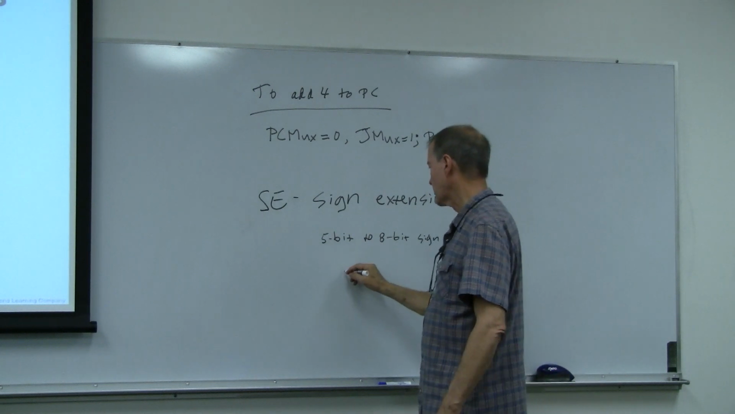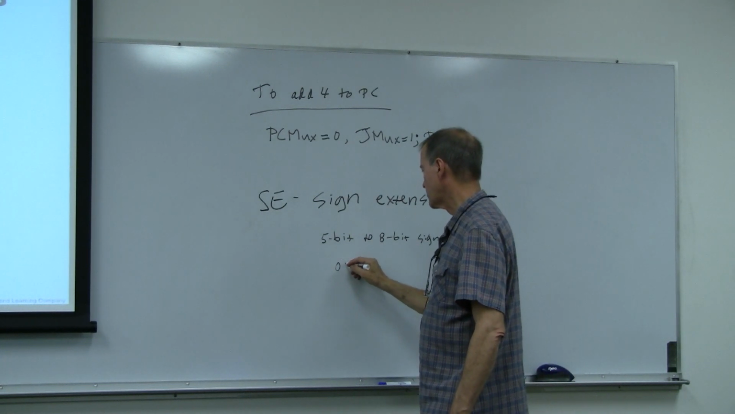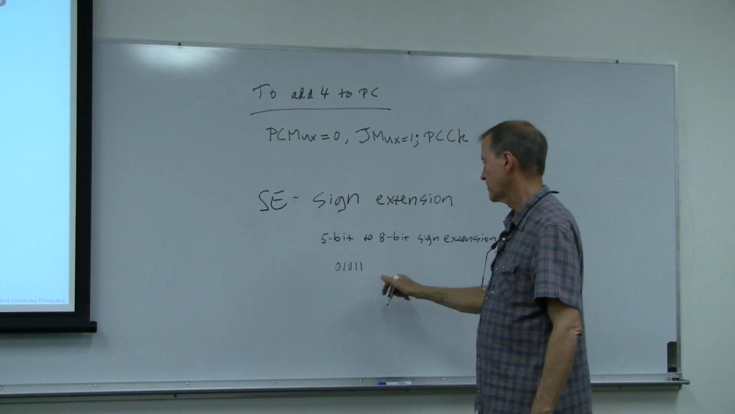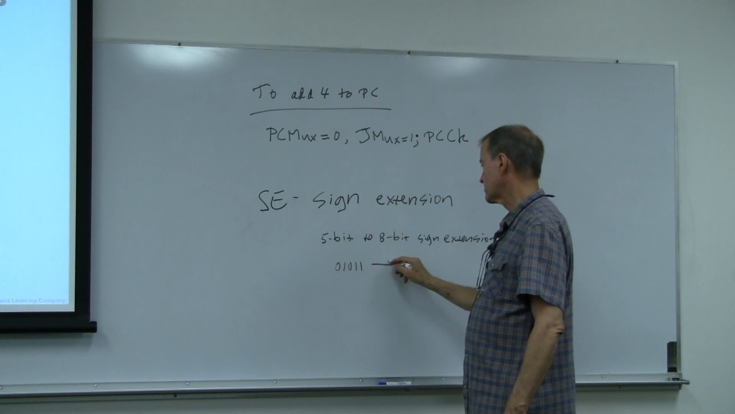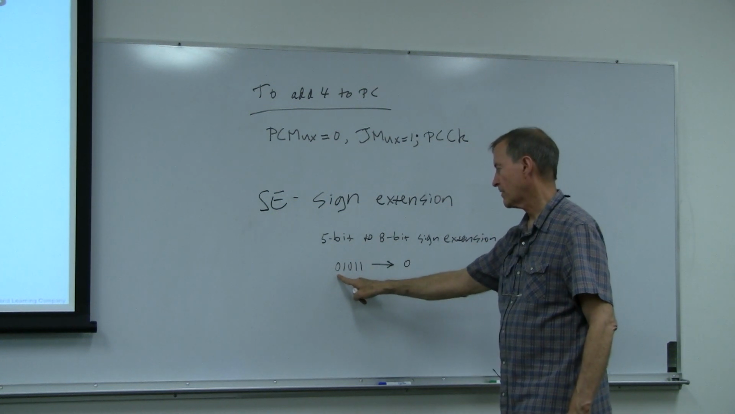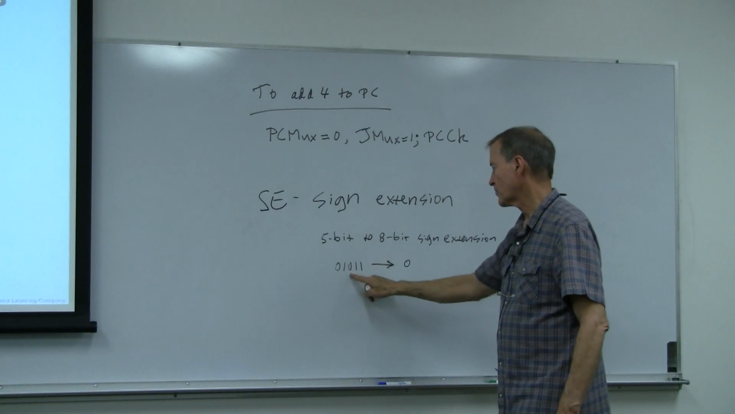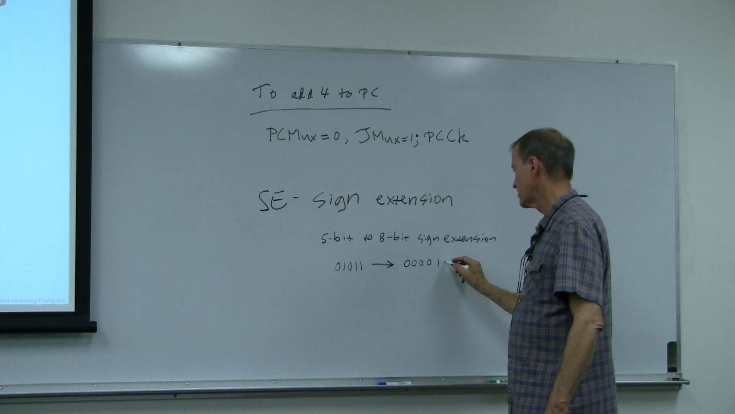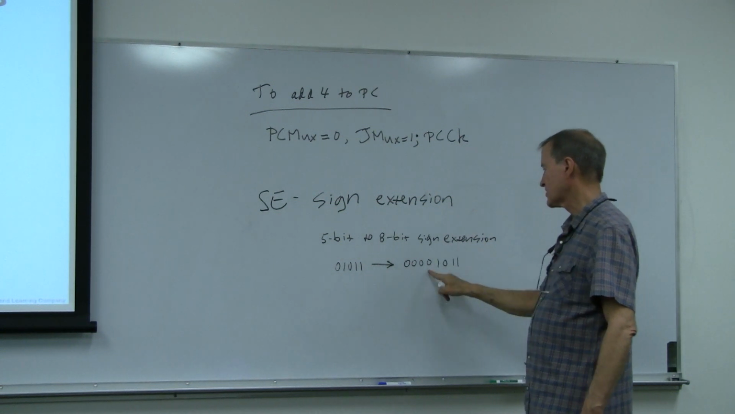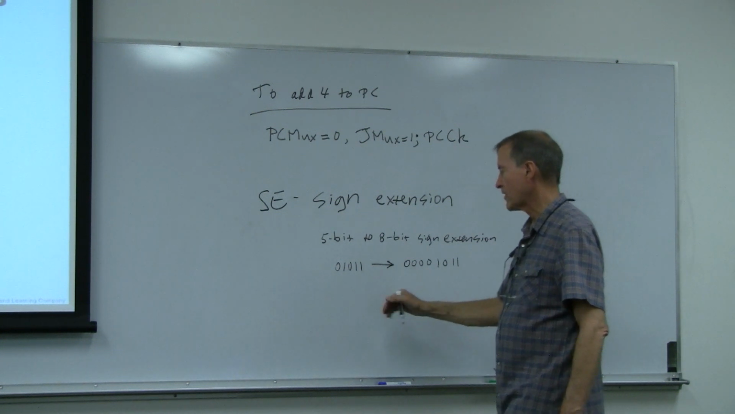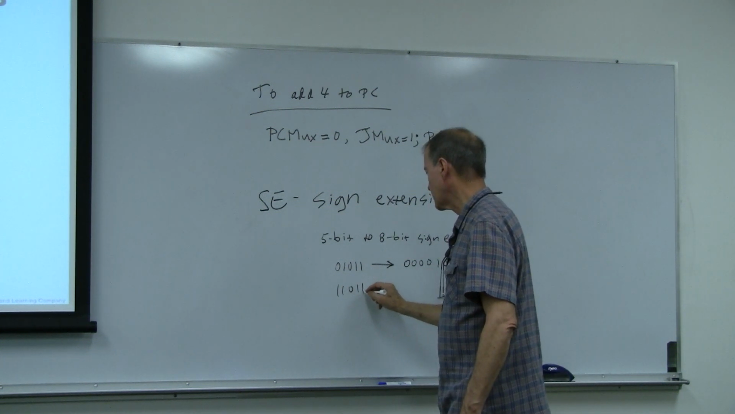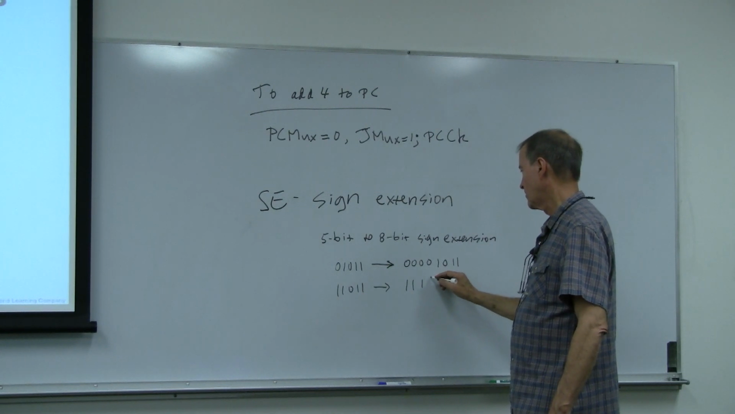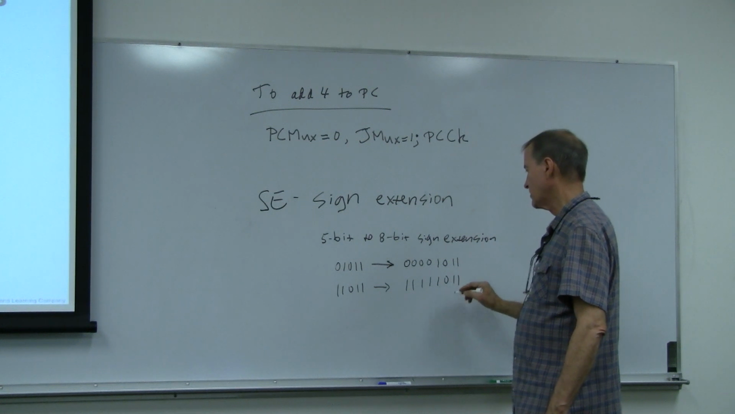So here, if the number you have is 0 1 0 1 1, this is 5 bits. Then how would you sign extend this to 8 bits? Because the sign bit here is 0, that's what you extend. So it would be 0 0 0 0 1 0 1 1. So this sign bit gets extended with zeros. But on the other hand, if it's 1 1 0 1 1, then how does that get extended? 1 1 1 1 1 0 1 1.